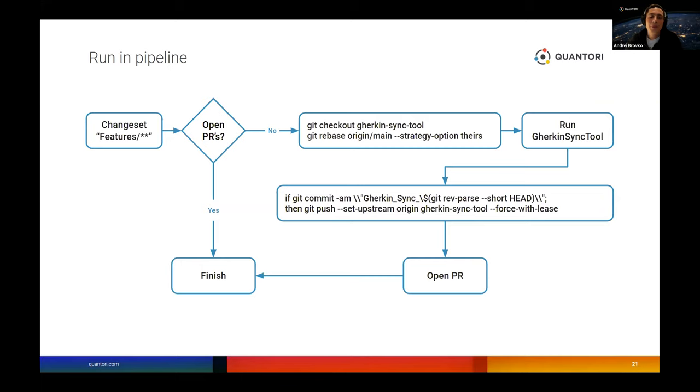So in quick words, when something changes in the folder with the feature files, we trigger our pipeline. We have a branch and we run the tool, commit and push changes with this text, which contain IDs from TestRail. And then, using the API, we create a pull request and that's it.